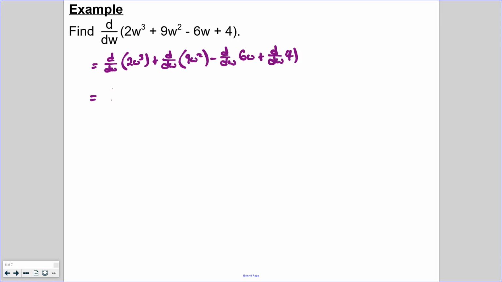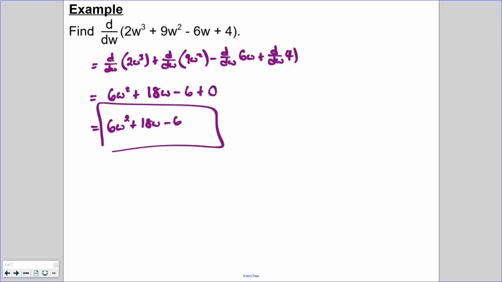Alright, so 2w cubed is going to be 6w squared plus, let's see, 9w squared, the derivative of that is going to be 18w minus, the derivative of 6w is 6, plus the derivative of 4, since it's a constant, is 0, which will leave us with the final derivative of 6w squared plus 18w minus 6, and we can leave it like that, because we're not solving quadratic expressions, we're just finding derivatives.